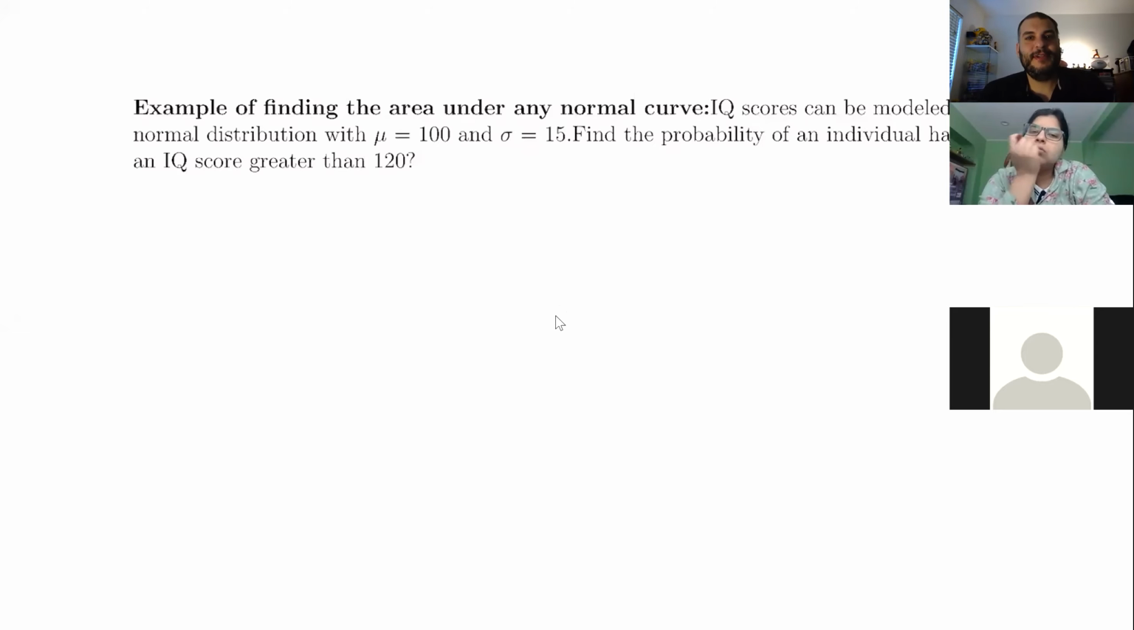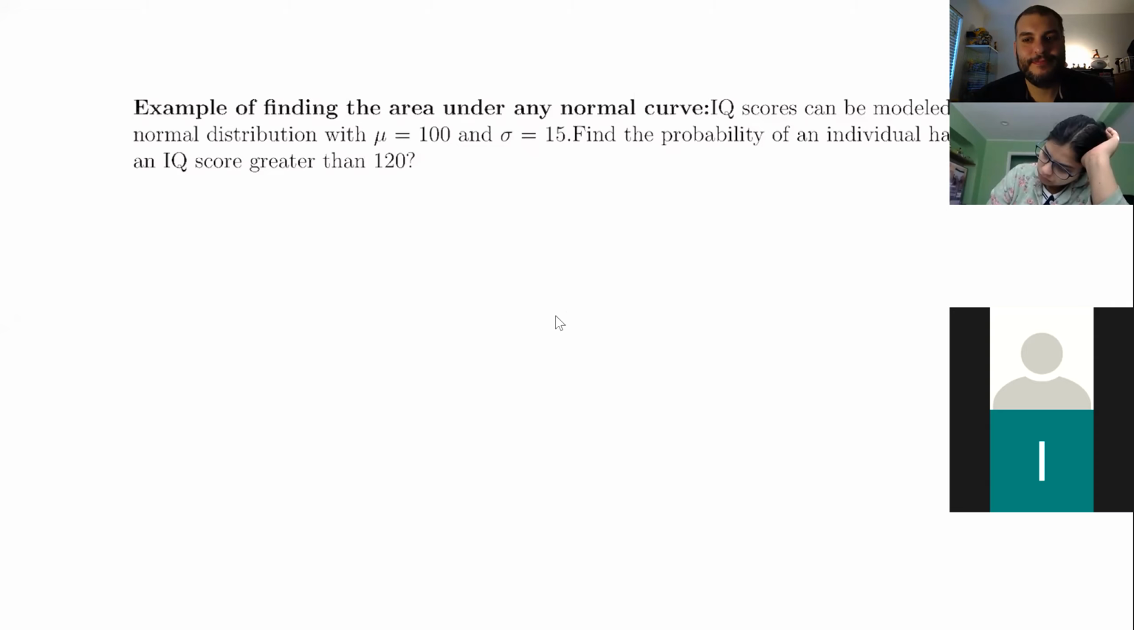All right, so for this problem, it says example of finding the area under any normal curve. An IQ score can be modeled by a normal distribution with a mean of 100 and a standard deviation of 15. Find the probability of an individual having an IQ score greater than 120.